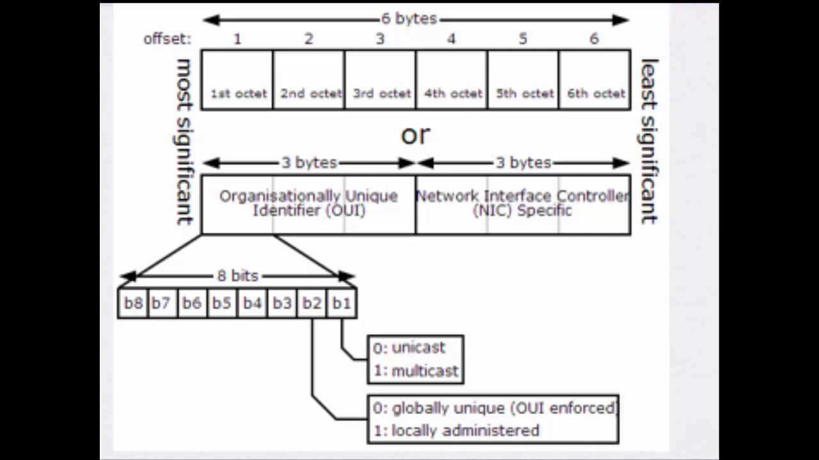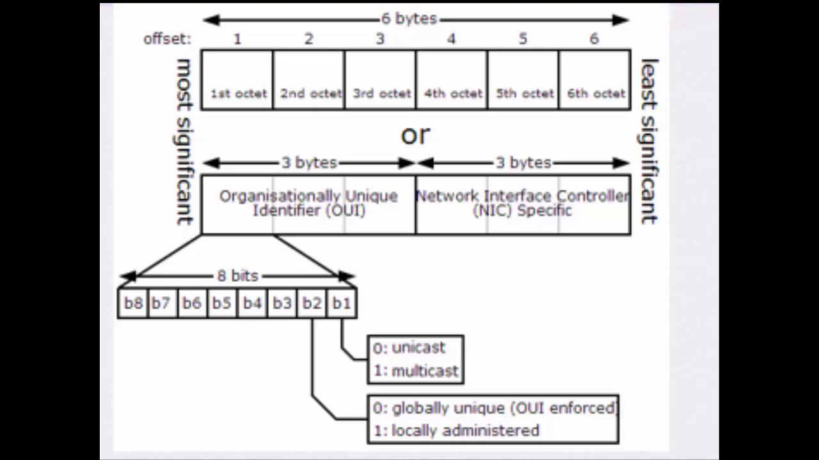So in the first octet, the least significant bit, if it is 0, then this means it's a unicast, and if it is 1, then it means it's multicast. And the same goes with the second bit, which is, if it's 0, then it's globally unique, and if it is 1, then you can say it's locally administered.